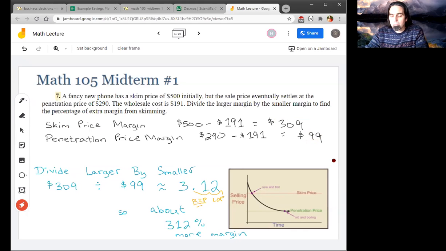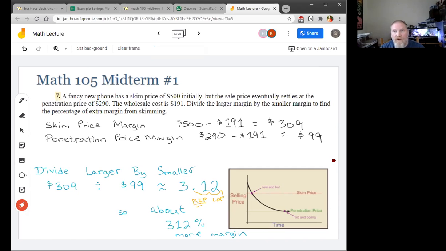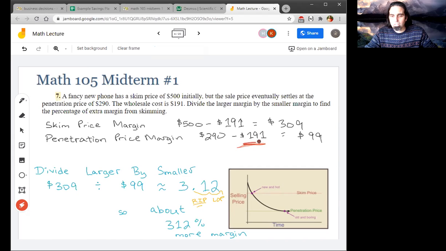As a side note, I mentioned margin and markup are two words for the same subtraction. How are both of them different from profit? Profit would be the difference between either of those numbers and whatever the wholesale price you were paying is. We took away the wholesale price already.